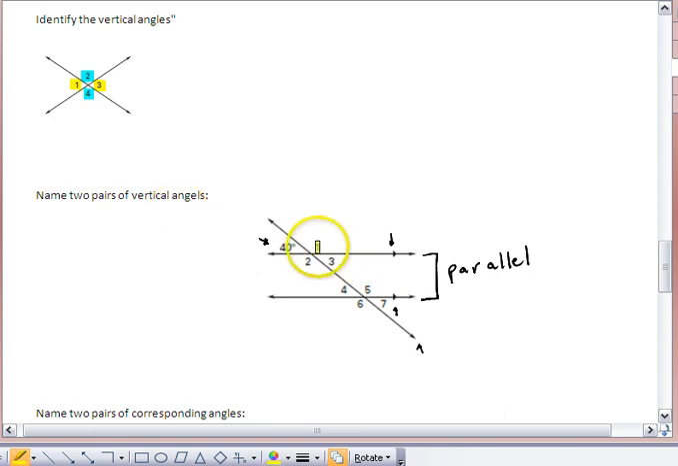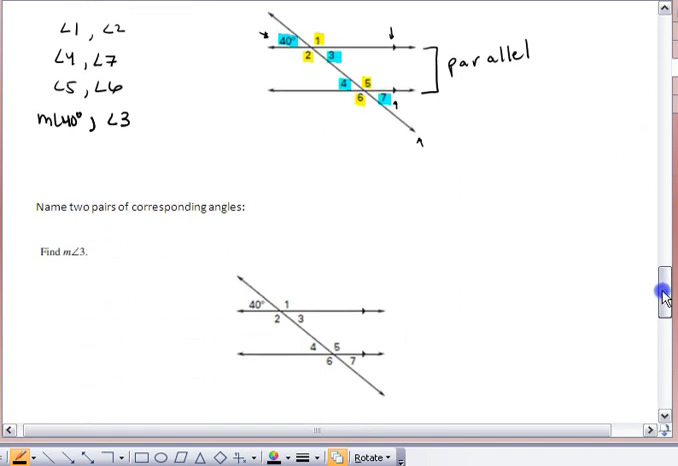Well, let's find our vertical angles. 1 and 2 are vertical, as well as 5 and 6. The 40-degree angle and angle 3 are vertical, and angle 4 and angle 7 are vertical. So we actually have 4 pairs of vertical angles. So let's write what those are. Angle 1 and angle 2 are vertical. Angle 4 and angle 7 are vertical. Angle 5 and angle 6 are vertical. And then the measure of the 40-degree angle and angle 3 are also vertical.